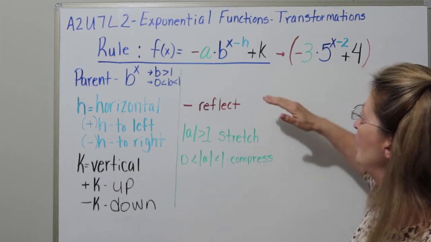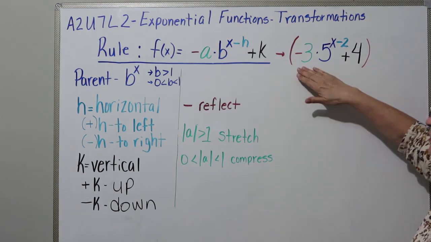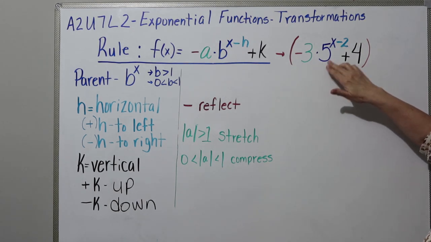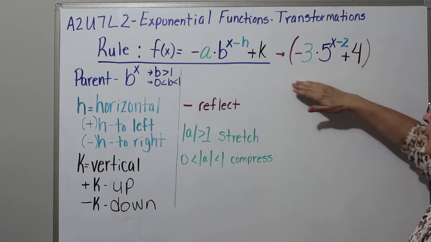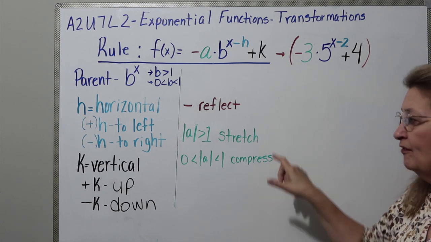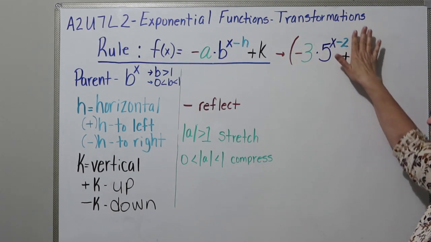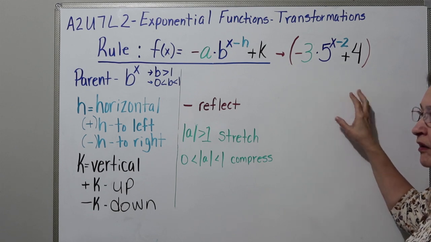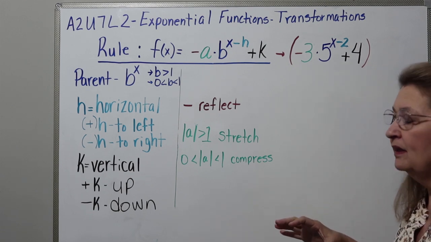All right. What a sample function might look like with all these additions to it would be negative 3 times 5 to the x minus 2 plus 4. Let's take this apart. 5 to the x is your parent graph. That's the core. That's where this starts. All of these other numbers shift it around. They might reflect it, stretch it, compress it, manipulate it.